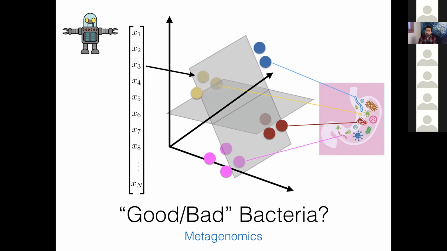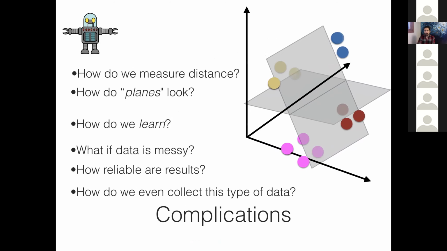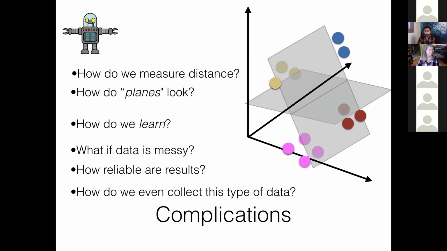And just the same as with the line before, now we want to find these high dimensional structures that kind of separate between these different species of bacteria, or that provide us some insight as to which are the right balances between them. What are the challenges that arise with this high dimensionality? Well, there are lots of them. For example, how do we measure distance in this high dimensional world? There are many notions of distance, and some may be better than others. Also, how do planes or lines look in this high dimensional world?